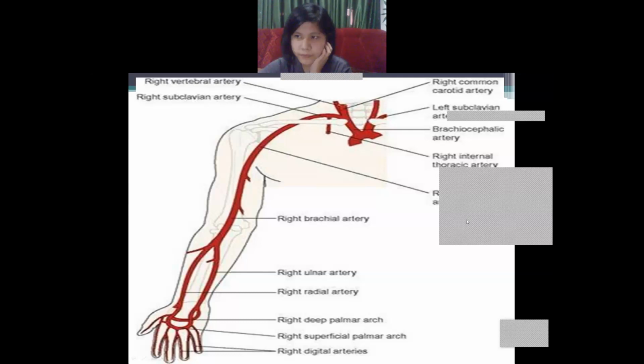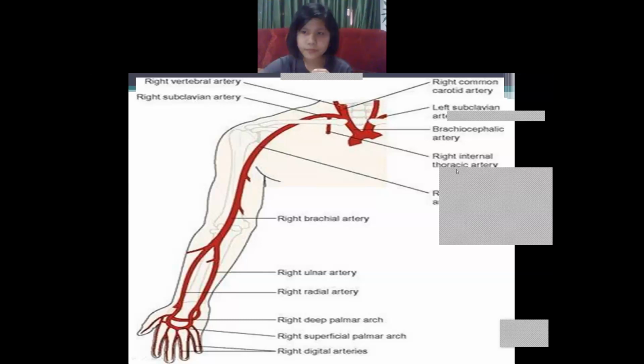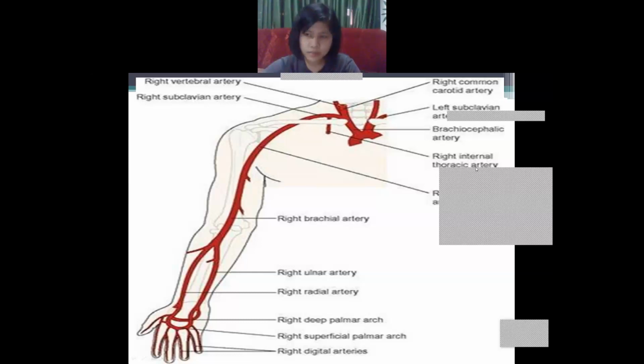Okay, next, Nafishisha, can you hear me? Yes, ma'am. Okay, Nafishisha, can you tell me this internal thoracic artery, where does it supply blood? To the chest. Yeah, to the breast also you can say, or else the thoracic cavity. Okay, very good.